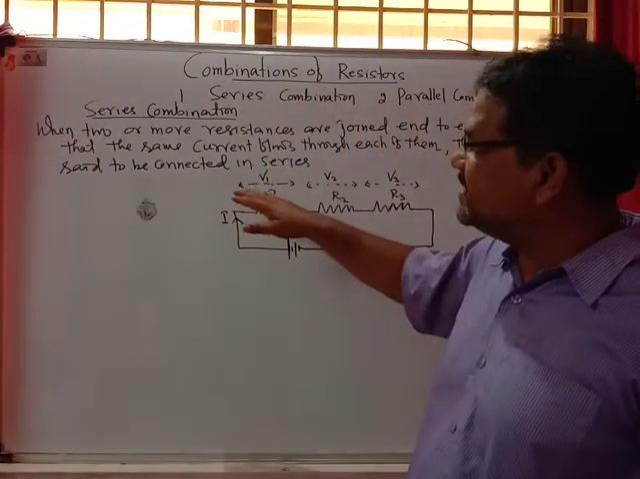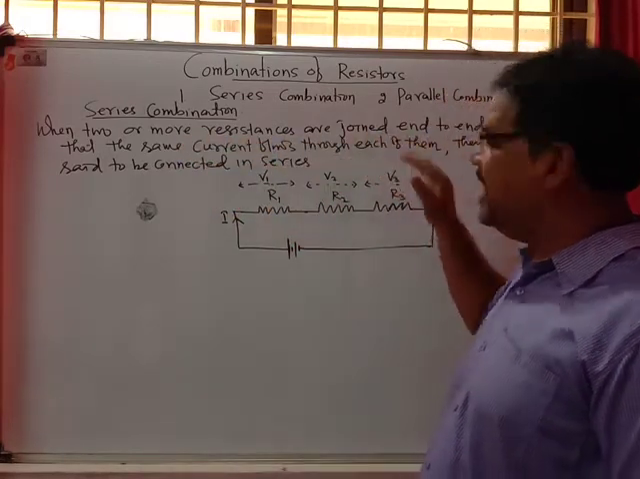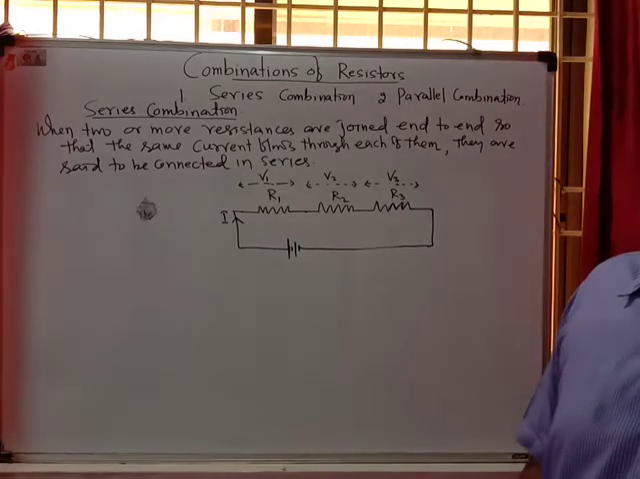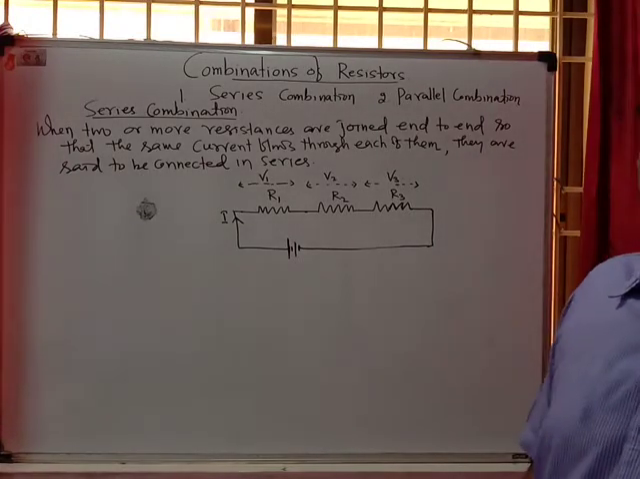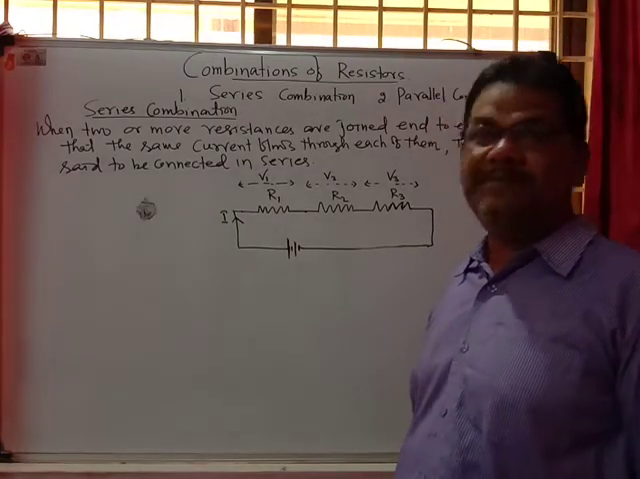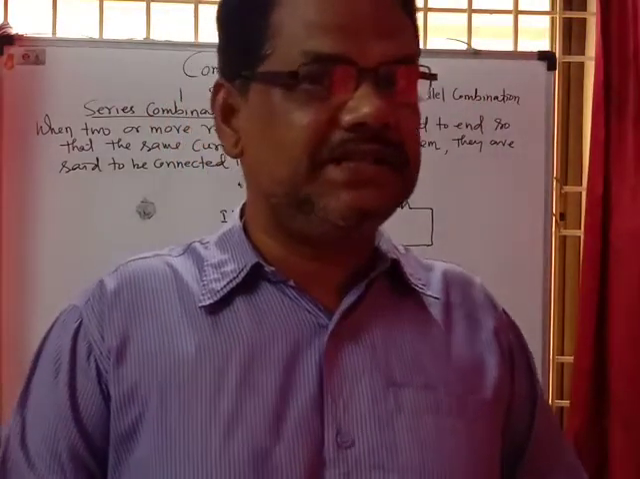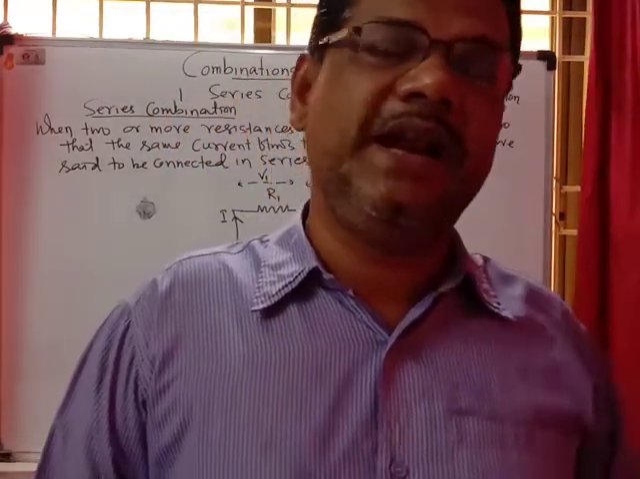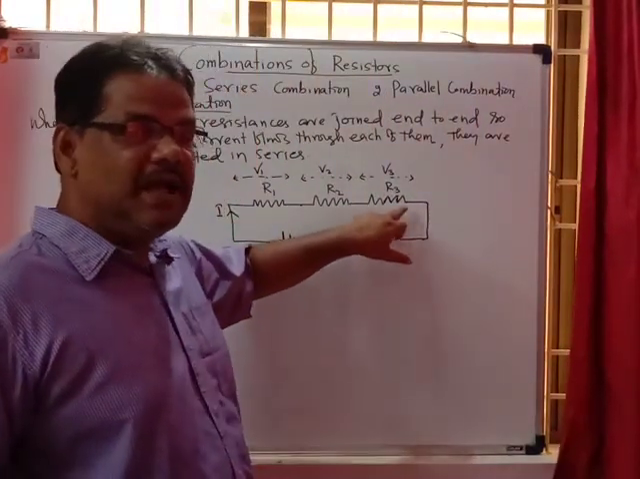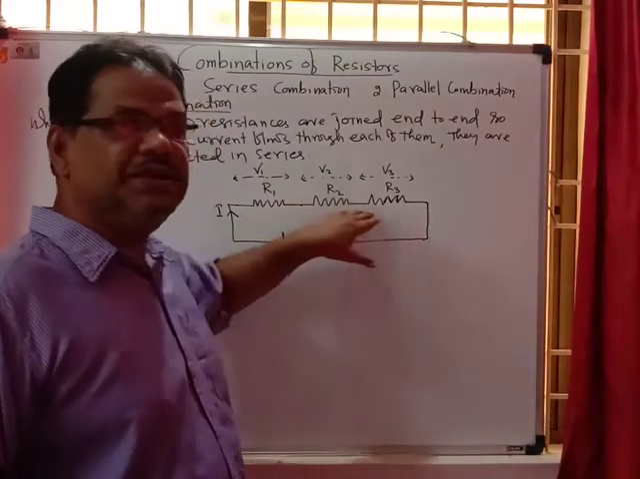In series combination, what happens here? When two or more resistances are joined end to end so that the same current flows through each of the resistors, then the combination is called series grouping. That means in series grouping, the resistors are connected end to end. And the important thing is that the same current will be flowing through each of the resistors.